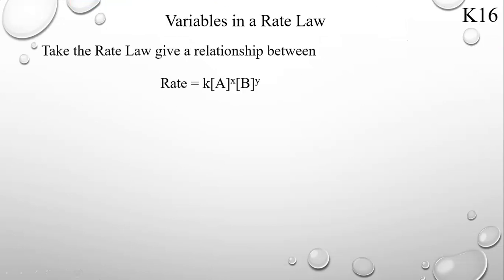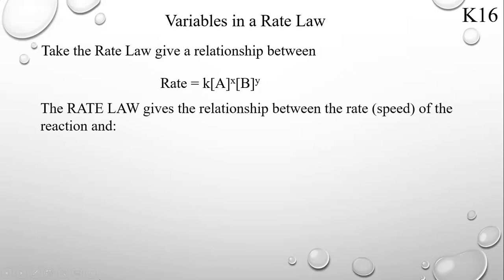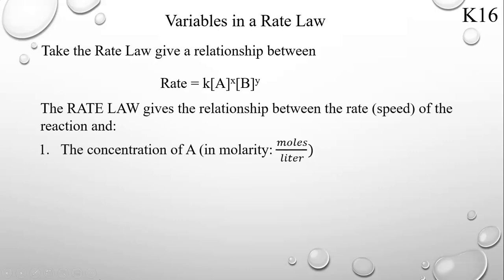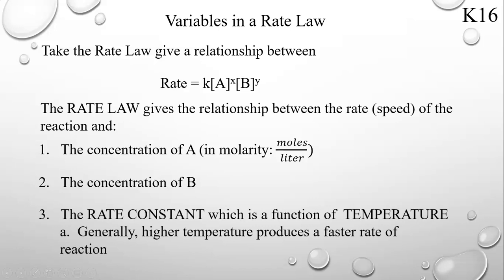So, variables in a rate law. Let's take the rate law and give the relationship between rate. The rate law gives the relationship between the rate, the speed of the reaction, and the concentration of A in molarity, the concentration of B, also in molarity, and the rate constant, which is a function of temperature. Generally, the higher temperature produces a faster rate of reaction.